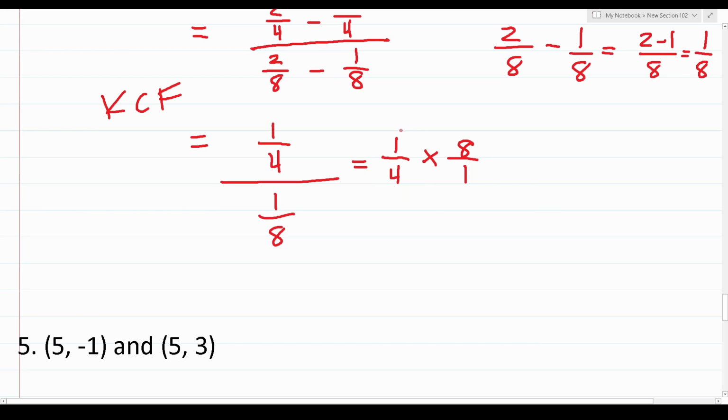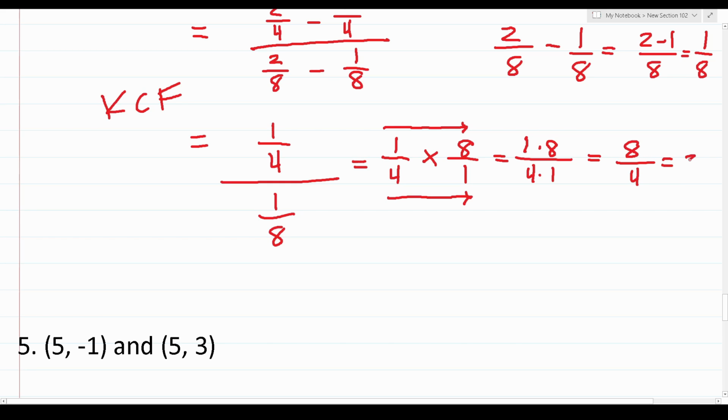And let's go ahead and work this out now. Now, when you multiply fractions, all you do is multiply straight across. So this becomes 1 times 8 over 4 times 1. 1 times 8 is 8. 4 times 1 is 4.